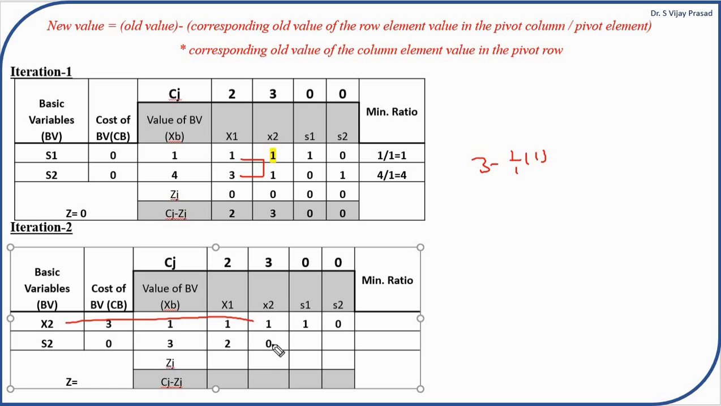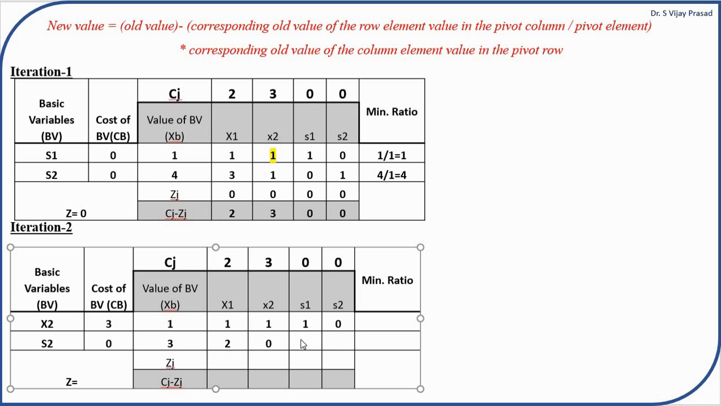That is the reason 1, 0. And for S2 also it is going to be 1. Here also you can write down the 1, no problem in this. The basic variables, the corresponding value of x2, that value is going to be 1. The corresponding value of S2 in that particular row is going to be 1. Why? Because this is 1, 0 and 0, 1. The identity matrix is going to be formed here.